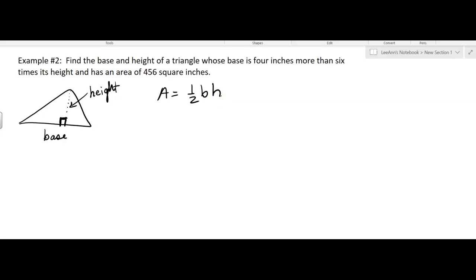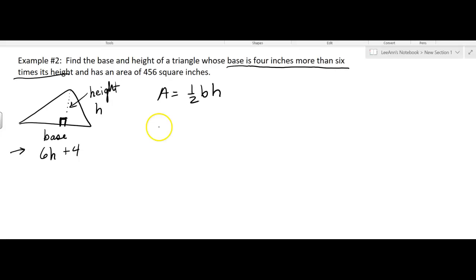All right, now in our problem it says the base is 4 inches more than 6 times the height. So if I make the height h for height, then my base is going to be 4 more than 6 times the height. So you really have to stop and think about it so that you can get these right. Okay, so that's what that looks like.